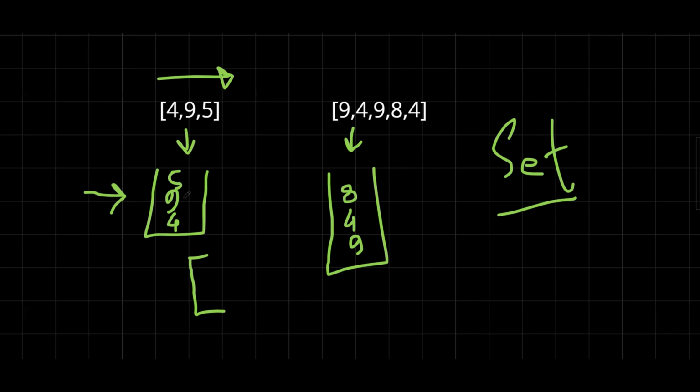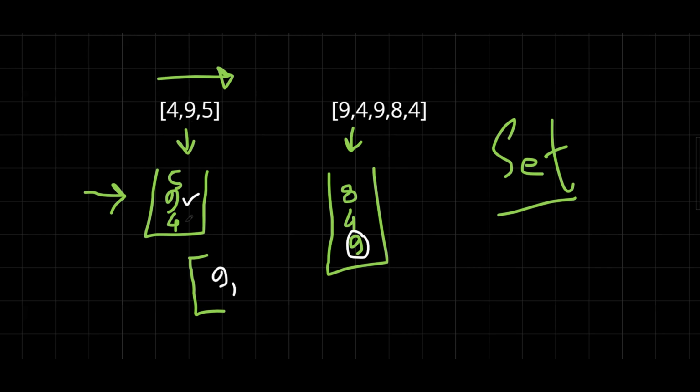Now we are at this element 9. So we have to see whether this element 9 is present in the second set or not. So we have clearly seen that this element 9 is present in the second set. That means we can conclude that this element 9 is one of the intersection elements. So we have to add element 9 into the resultant array.